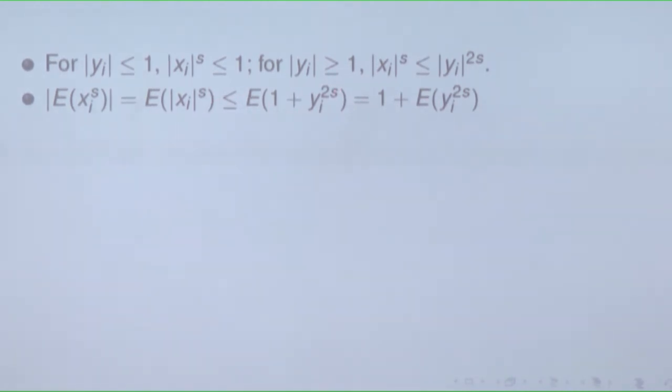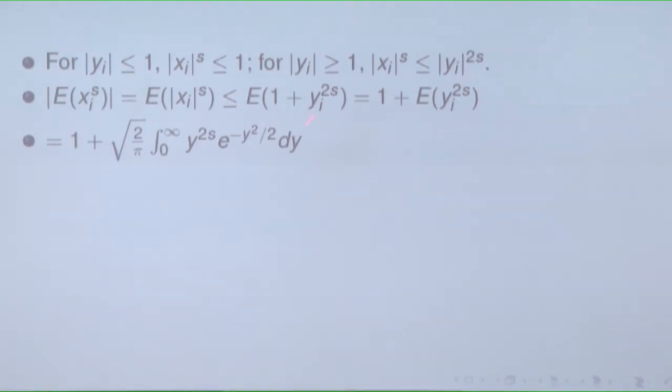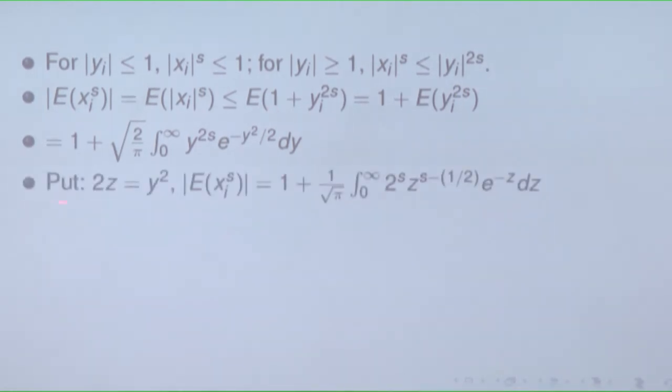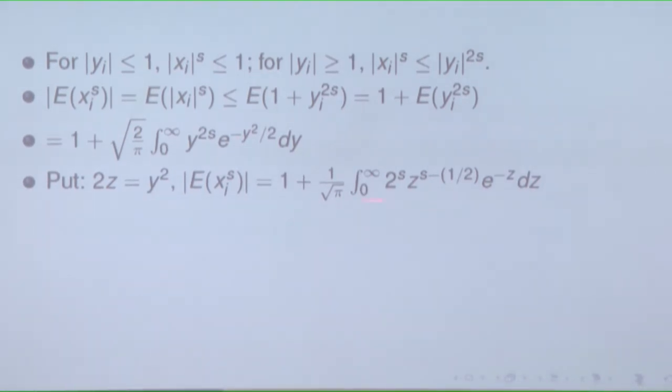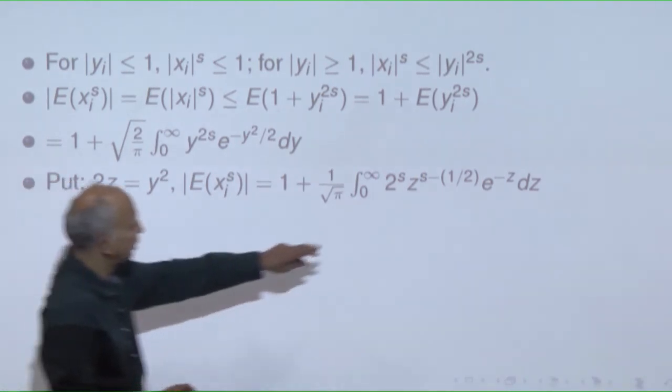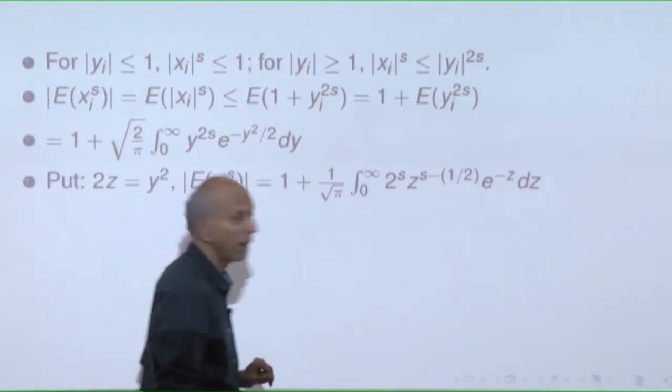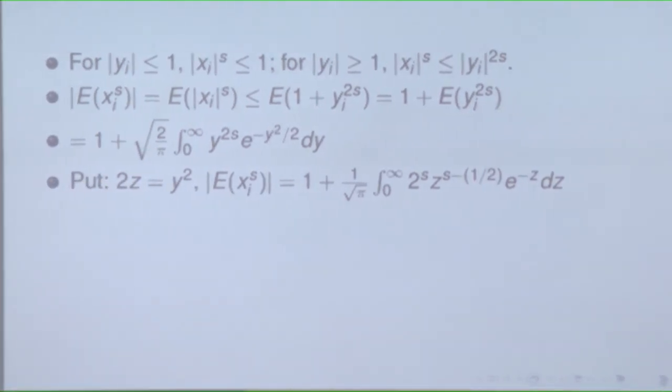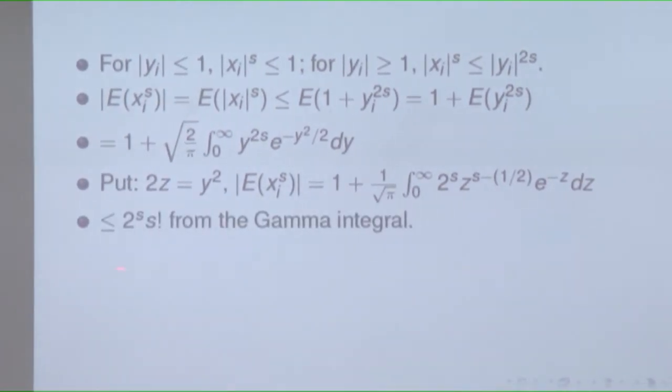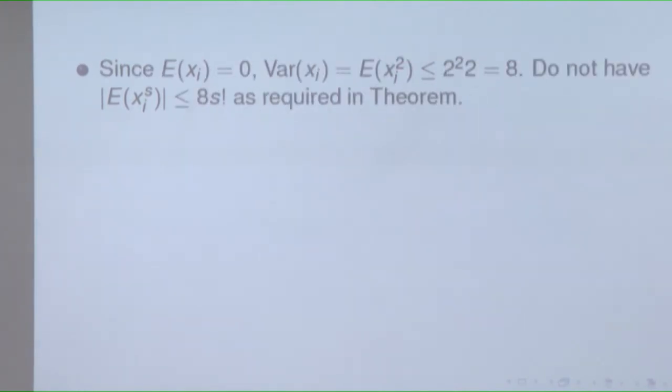So when I get that, and that, I'm just writing down the Gaussian moment. And I make this substitution. You compute the moments by converting into a gamma function, because we get either minus z and z to some power. That's a gamma function. So we get 2 to the s times s factorial. So the variance is at most 8. It's a fixed number, constant.